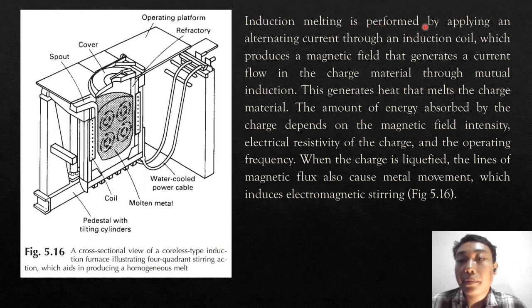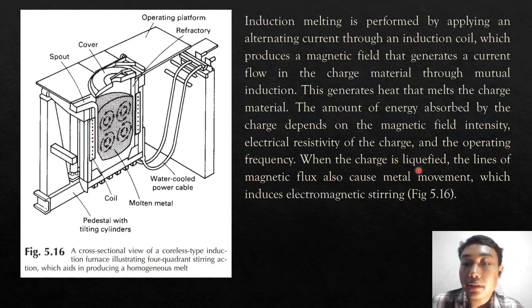Induction melting is performed by applying an alternating current through an induction coil, which produces a magnetic field that generates a current flow in the charged material through material conduction. This generates heat and melts the charged material. The amount of energy absorbed by the charge depends on the magnetic field intensity, the electrical resistivity of the charge, and the operating frequency.